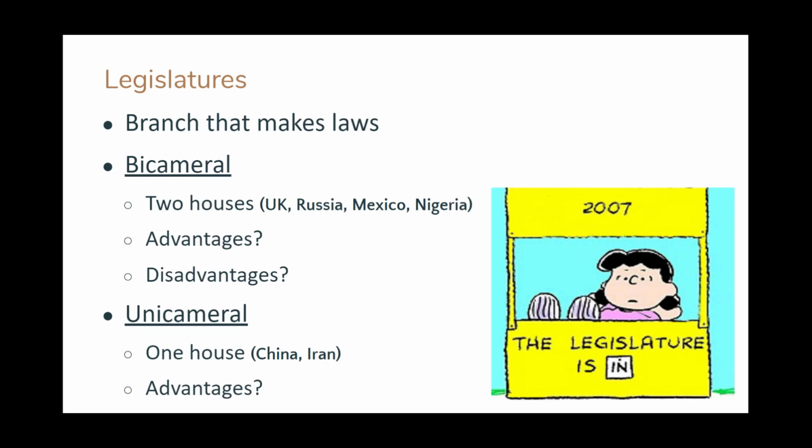Now we're going to talk about legislative branches. For what we need to know right now, they are the branch that makes laws. So we're going to go pretty light on that right now. We'll talk a lot about it when we get to each individual country.